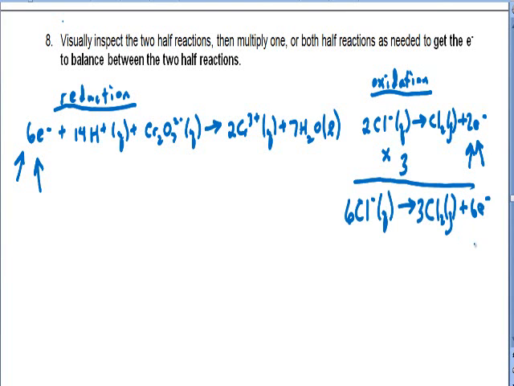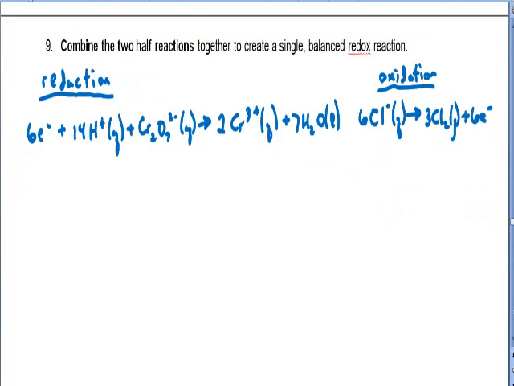Once multiplying the oxidation half reaction by 3, we now have 6 electrons in the oxidation half reaction, which is the same as the 6 electrons in the reduction half reaction, and we're ready to move on to the next step of the strategy. The next step in the strategy, now that we've balanced the atoms being oxidized and reduced, we've balanced the oxygens, we've balanced the H atoms, and we've balanced the electrons, is to recombine the 2 half reactions back together into one overall oxidation-reduction reaction.